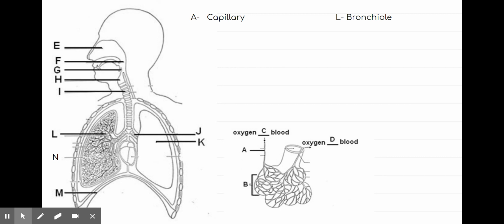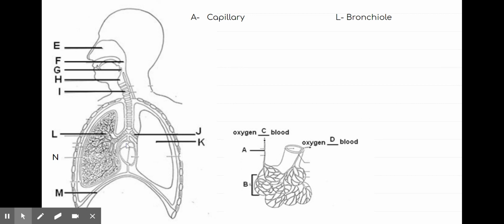A, if you look at A, it's over here on this thing. A right here is a capillary. A capillary is a very, very tiny blood vessel that allows blood to flow through it in single file, so one red blood cell at a time. Think about when you were in middle or elementary school and your teacher made you line up at the door and walk through the hallway single file. That's how blood goes through.